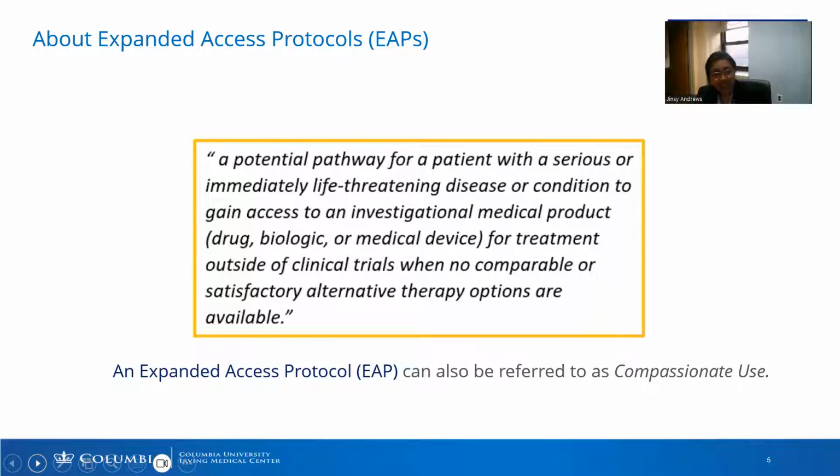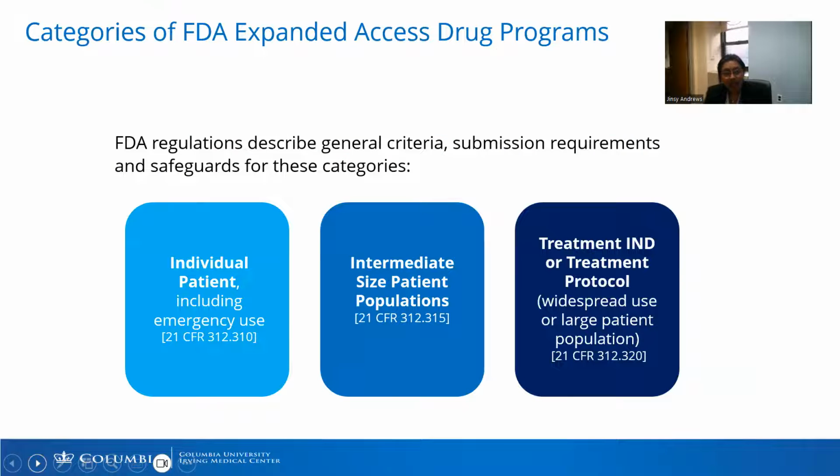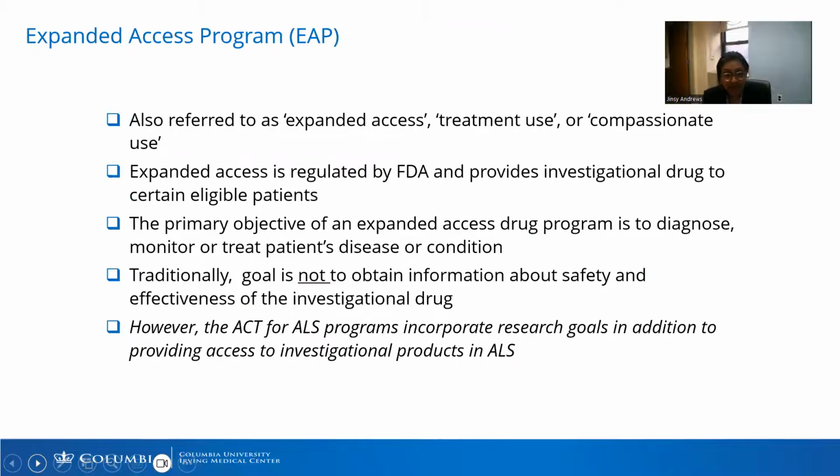But if you go to the next slide, expanded access has different mechanisms by which you can access drugs through this mechanism through the FDA. It can be a single individual patient, it could be an intermediate size patient population, or it can be a treatment IND or treatment protocol. What I will say is that the expanded access programs that have been offered in collaboration with Clene, with CNM-AU8, have been through the intermediate size patient population expanded access programs. So if you can go to the next slide.